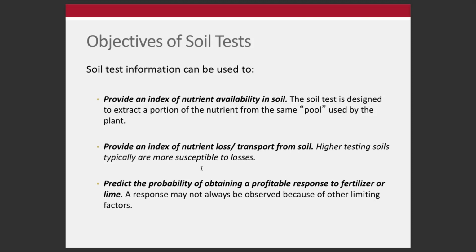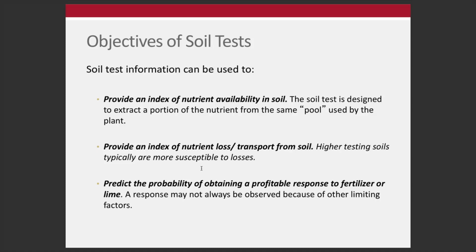We can also think of soil testing as providing an index of nutrient loss and transport. So moving off, we just talked a lot about phosphorus, and high phosphorus testing fields we know are more susceptible to phosphorus loss. That's why when you're in the P risk index and you increase your soil test P levels, guess what's going to happen typically with the amount of phosphorus loss? Well, as soil test level increases, phosphorus loss is going to increase as well.